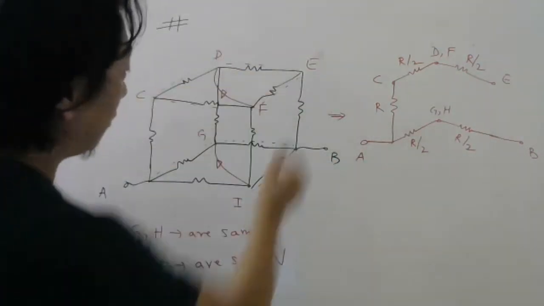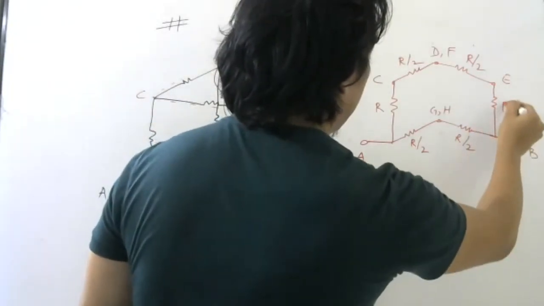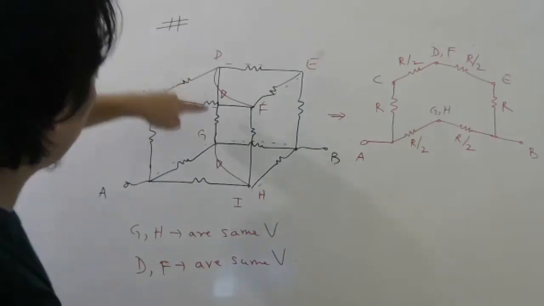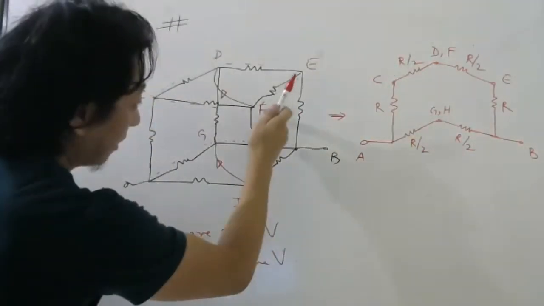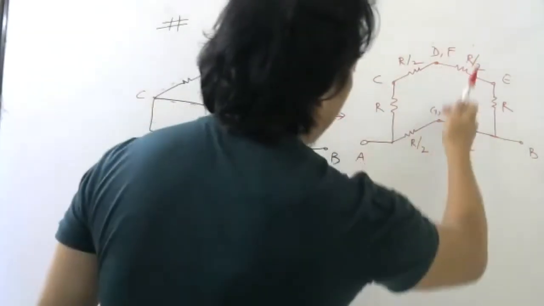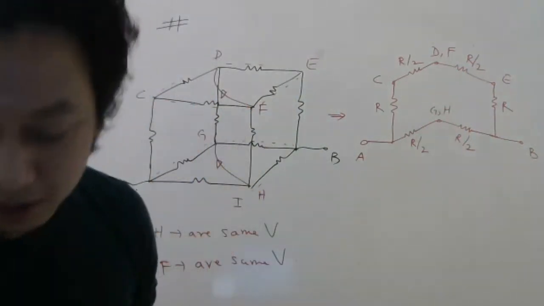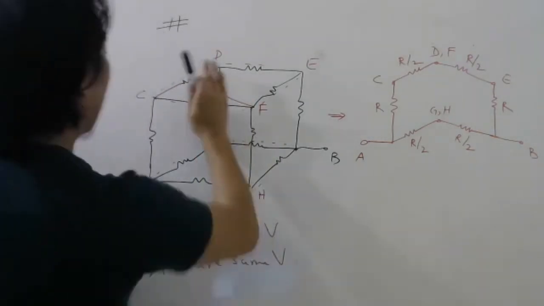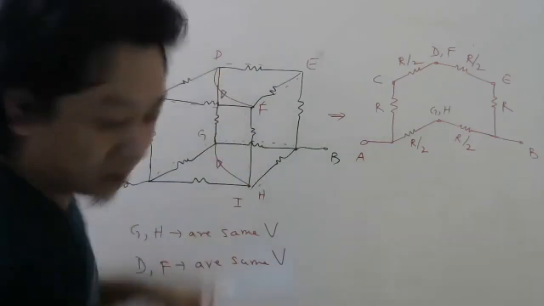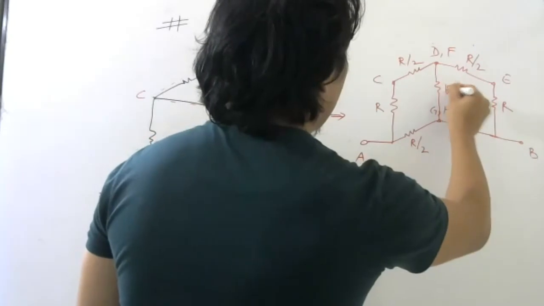And E and B, this will be unchanged. What is missing now? This straight one and this straight one, between D and G, and between F and H. Also there will be these two resistors. Understanding or not? It is difficult for me to show you these two. So once you push this line there like this, these two will come in parallel. So that will also be R by 2 here.